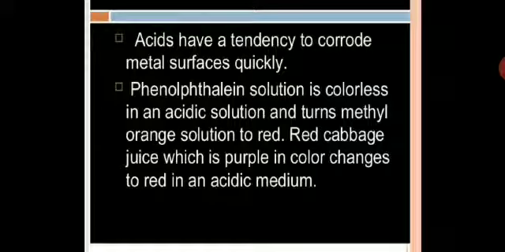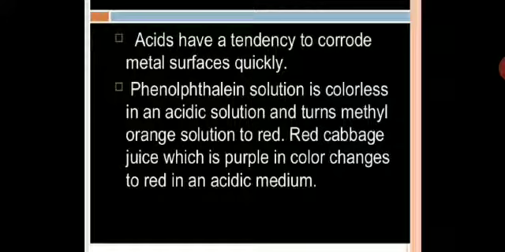Presence of acid is indicated by adding some indicators. With phenolphthalein, it will remain colorless, so it is an acid, and in methyl orange, acid will turn red. So that also indicates the substance is acidic. Red cabbage juice, which is purple in color, changes to red in acidic medium. So these are the color changes we see when you add all these indicators in acids.